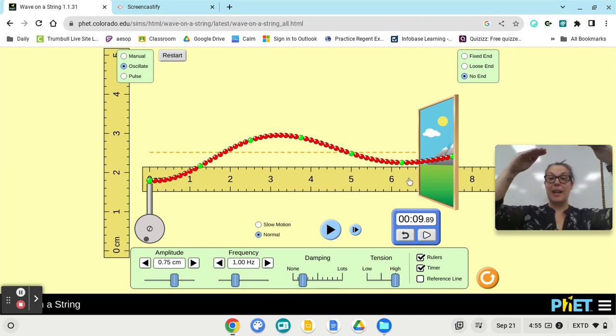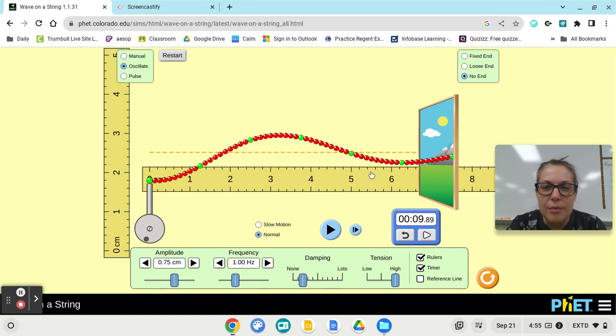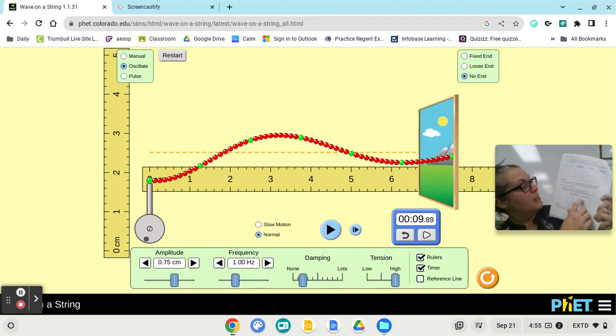Again, maybe you're going top to top. Maybe you're going from rest point to rest point. It all depends how you're measuring your wave. My wave in this part of the simulation, you can see, is about 6.2-ish centimeters. So I would record 6.2 centimeters under a frequency of 1.